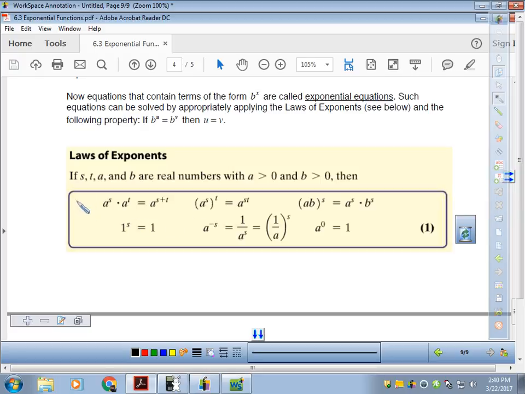There's another version of this that looks like this. A to the s divided by a to the t equals a to the s minus t. Okay. Works the same way. It says if you have division of two things with the same base, you subtract the exponents. So you have a raised to the s minus t power.